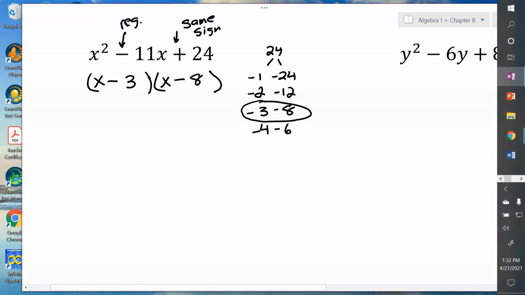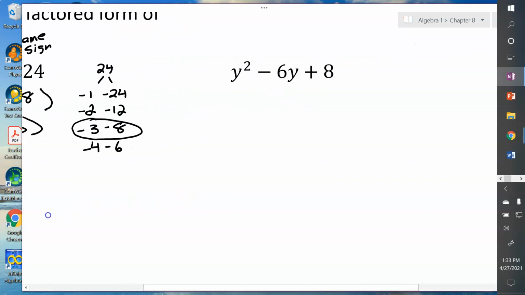Now you might be wondering, does it matter which order I put them in? Could you do x minus 8 times x minus 3? Yes, you can. It's the same thing. You are allowed to change the order when you multiply. So since they both have the same sign, it doesn't matter. You can write it either way.